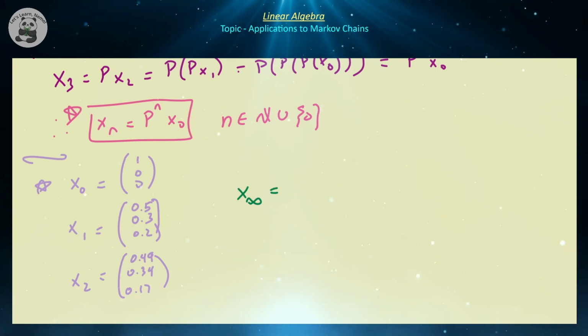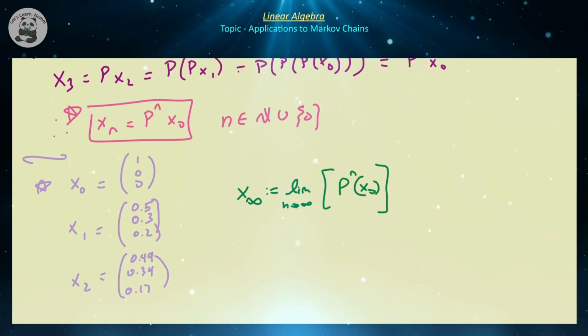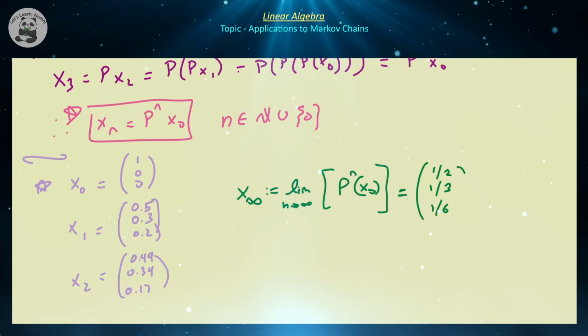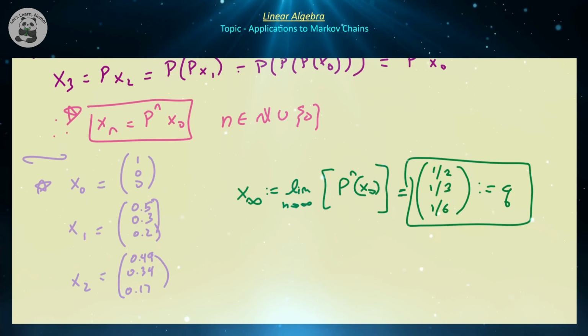A natural way of defining this is the limit as n goes to infinity of p to the n times x0. Because this is practically a geometric series, what you're going to find is that this is equal to 1/2, 1/3, 1/6. I'm going to call this vector q, because this is a very, very important vector. Obviously, 1/2 plus 1/3 plus 1/6 is equal to 1, so this is a probability vector. But another interesting thing about this is the following.